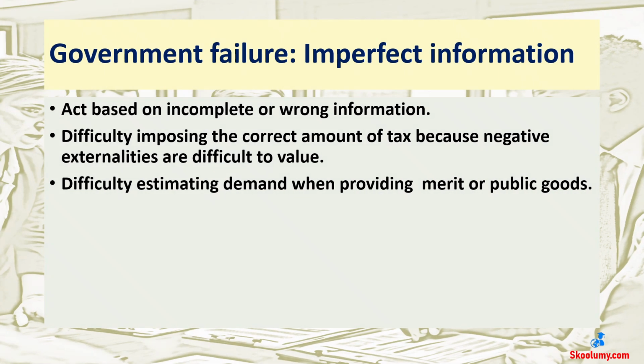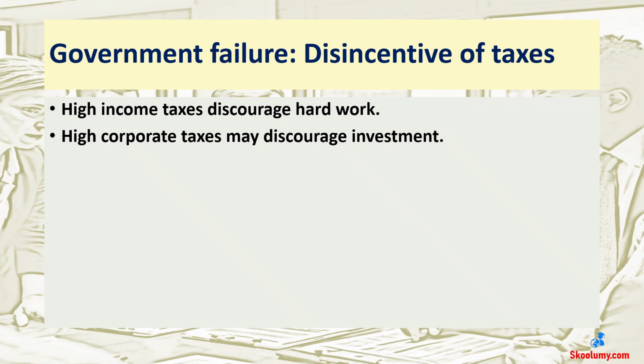Government failure, imperfect information. The government acts based on incomplete or wrong information. Therefore, it is difficult to impose the correct amount of tax because negative externalities are difficult to value. It is also difficult to estimate demand when providing merit or public goods. Government failure, disincentive of taxes. High-income taxes discourage hard work. High corporate taxes may discourage investment.